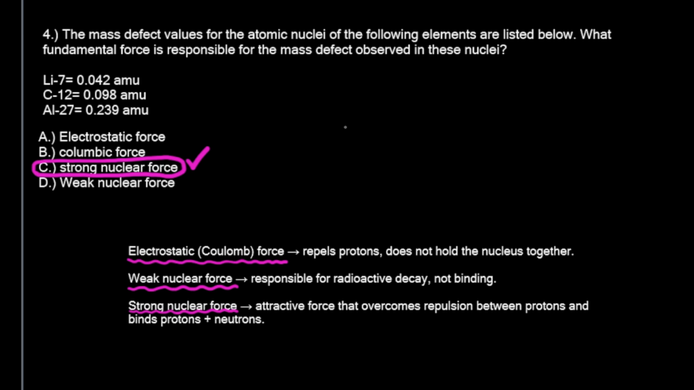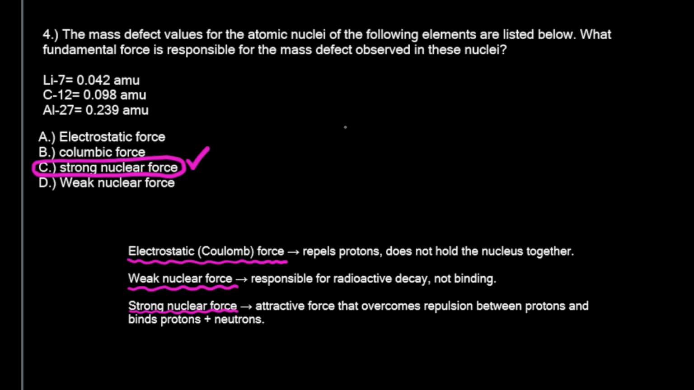Here's the reason why. Recall that mass defect is equal to the mass of free nucleons minus the mass of the actual nucleus. This missing mass corresponds to the binding energy that holds the nucleons, which are protons and neutrons, together. The force that is responsible for holding protons and neutrons bound in the nucleus is the strong nuclear force.